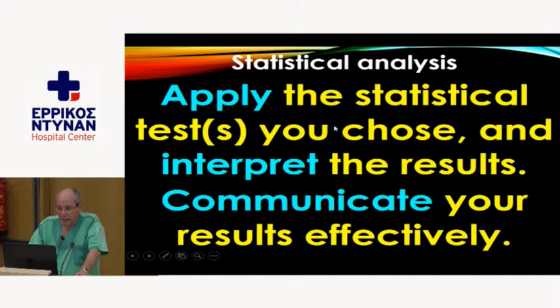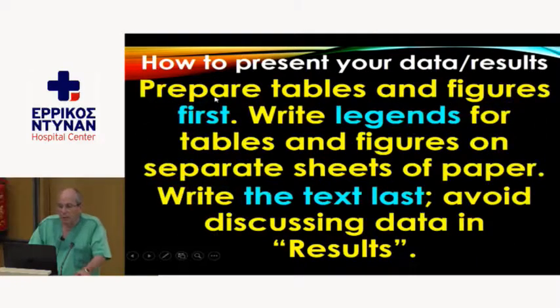Apply the statistical test you chose and interpret the results. Communicate your results effectively. Prepare tables and figures first. The first step, you have your database, you must analyze it, just put the tables. So we have a number of patients, age of patient, gender, you must put all in order and evaluate what you have in your hands. You must write legends for tables and figures on a separate sheet of paper. Write the text last and do not discuss the data in the results because this is not for the results.